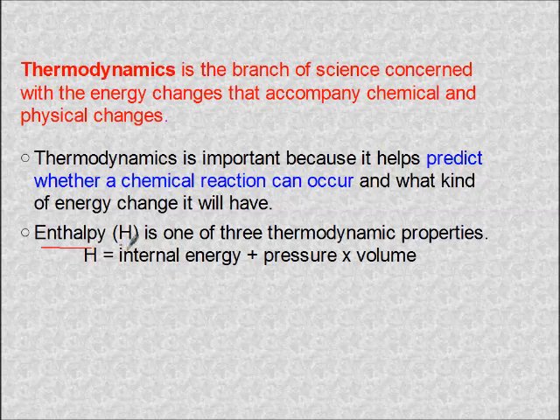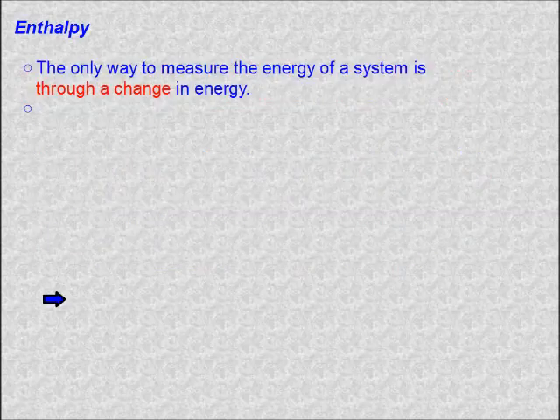The symbol for it is H. Don't know why. Capital E would be energy, so they don't use E, they use H, enthalpy. It's one of the three thermodynamic properties. It's the only one we're actually going to talk about in this class. And what it is, is internal energy plus pressure times volume. And that's the definition of enthalpy.